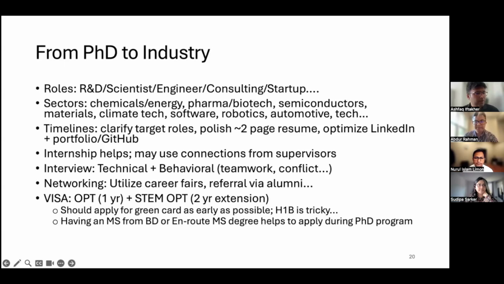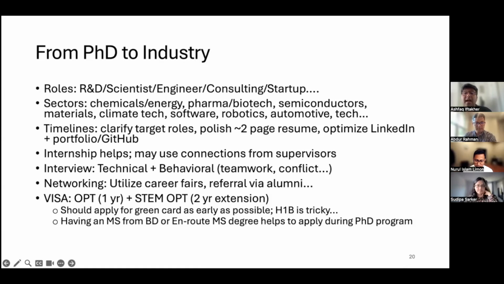Yeah, due to the interest of time, I'll just briefly mention. In most cases, after you complete your PhD, you go to some industrial jobs. Specifically for PhDs, the roles can be R&D, scientist, engineer, consulting, startup, business, and many other things, and these jobs span many different sectors. The way it works is you should start thinking about applying to these roles about 9 months to 1 year prior to the date when you are expected to graduate.